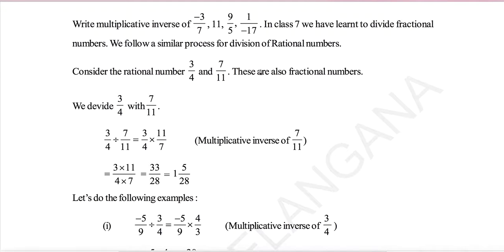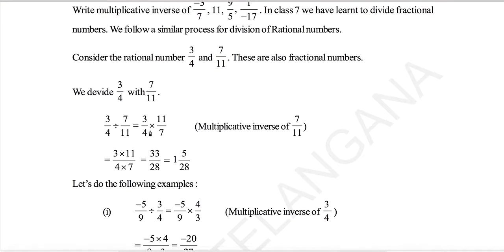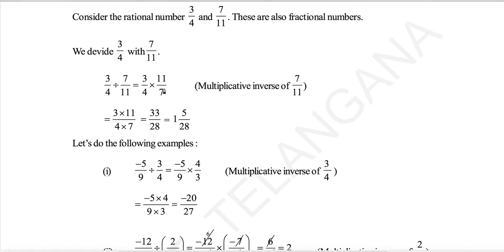So we have learned to divide fractional numbers. So we follow a similar process for division of rational numbers as well. Consider the rational numbers 3 by 4 and 7 by 11. These are also fractional numbers. We divide 3 by 4 by 7 by 11. What will you get? 3 by 4 into, we have to multiply with its multiplicative inverse. Multiplicative inverse is 11 by 7. Okay. Dividing means you are multiplying with the multiplicative inverse. Both result in the same answer. Do you agree? Yes, you have to. So 3 into 11 by 4 into 7, 33 upon 28.